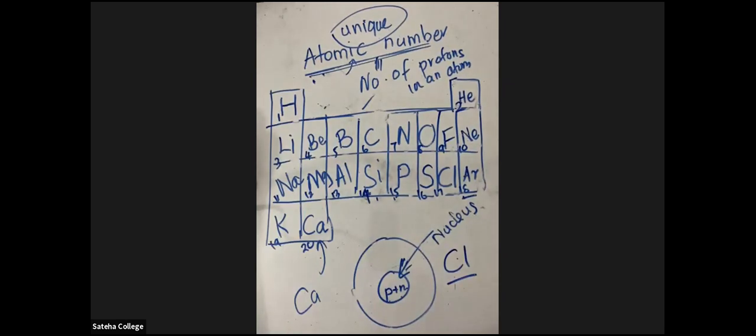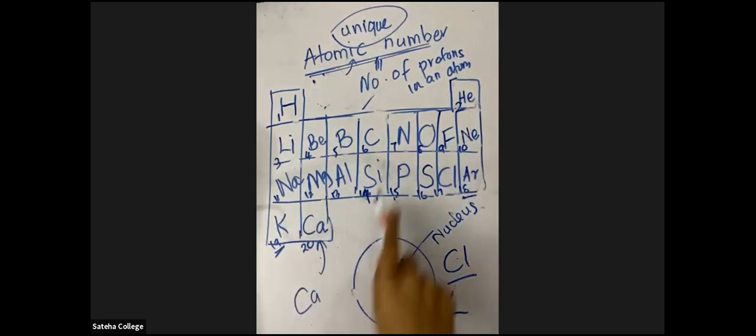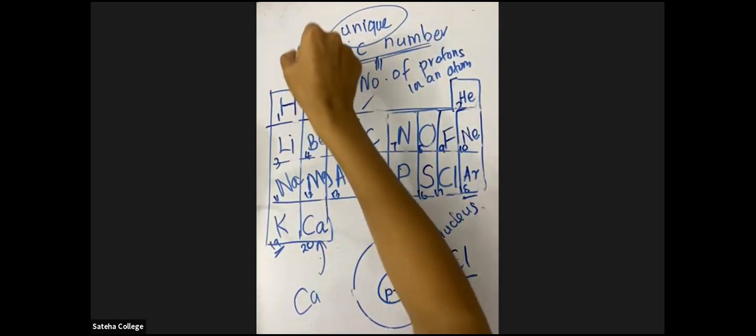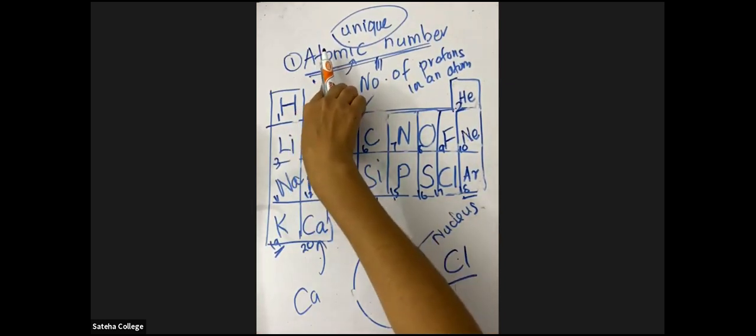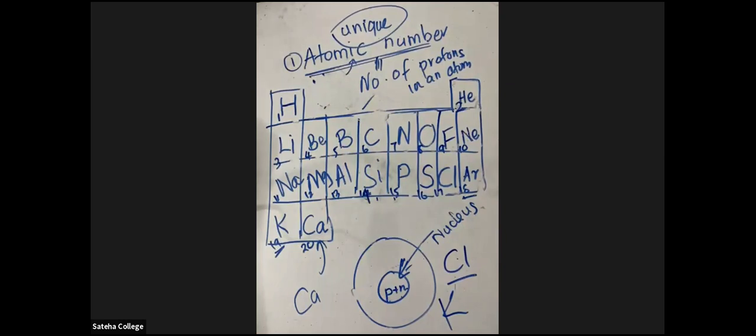Then what's the atomic number of neon? Neon, N-E. 10. Very good. What's the atomic number of potassium? Potassium is K. Very good, 19. So did you understand? How did they arrange the atoms in the periodic table? According to their atomic number.